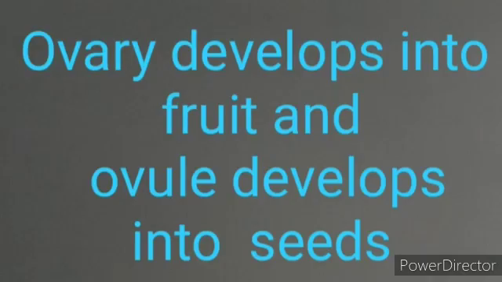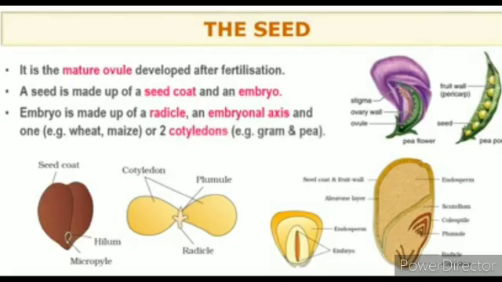Okay, the seed. The ovary develops into the fruit and ovules after fertilization develop into seeds. A seed is made up of a seed coat and an embryo. The embryo is made up of a radicle and an embryonal axis, with one cotyledon in wheat and maize or 2 cotyledons as in gram and pea. There are 2 types of seeds, monocotyledonous and dicotyledonous.